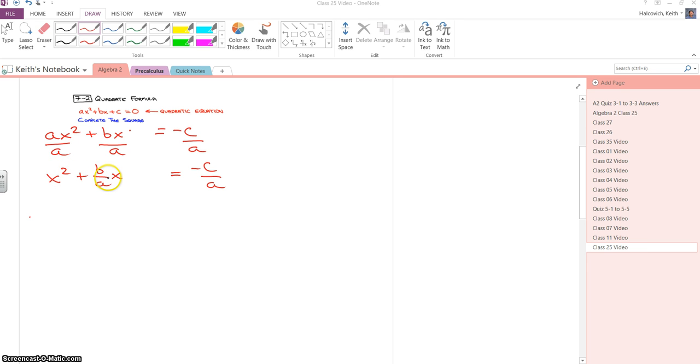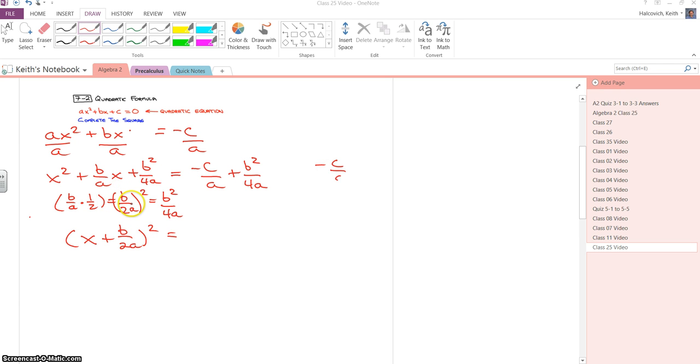Then remember we take this term and we divide it by 2, which is the same as multiplying by 1/2. And then we square it. So we get b squared over 4a, and that's what we add to both sides. So here, remember when I factor this, it becomes x plus b over 2a squared.